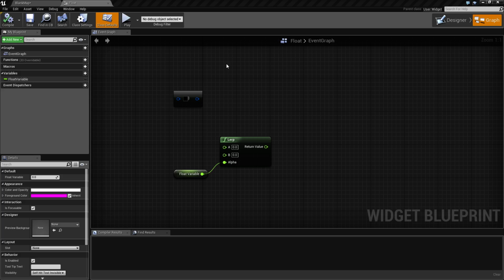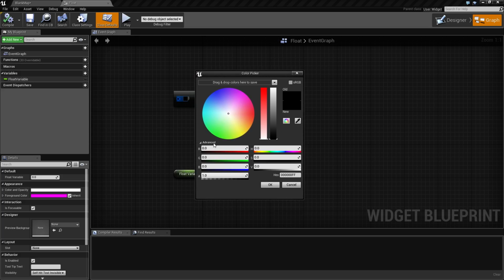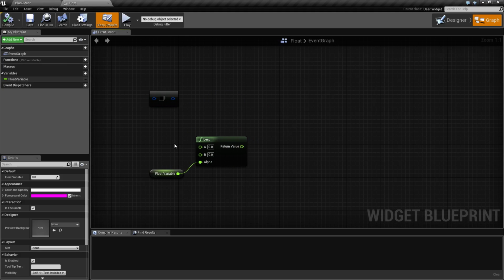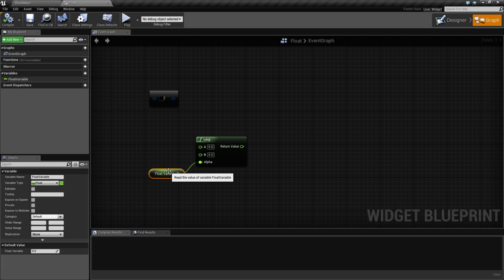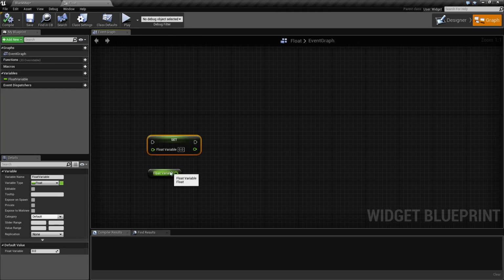Floats are commonly used to represent linear color, where each RGB value is 0 to 1, and also used in a LERP, where the float variable represents the 0 to 100% value. Floats use a standard setter and getter nodes, and should be fairly common at this point.